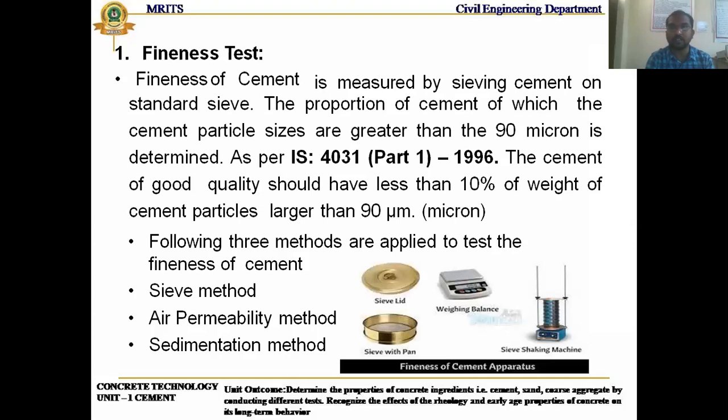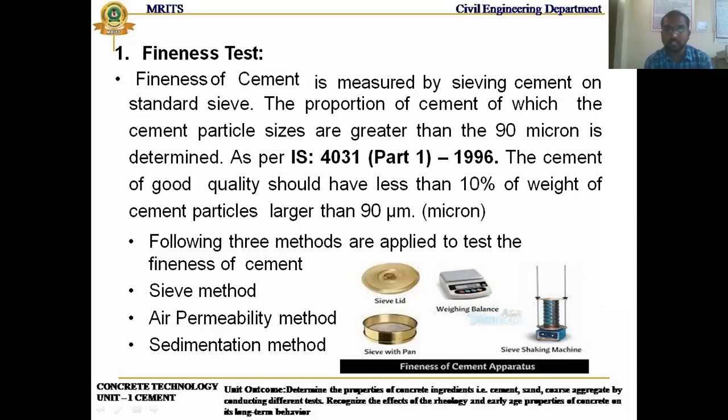Moving on to the fineness test. Fineness of the cement is measured by sieving the cement using a standard sieve with a pan. You can see the photograph of the standard sieve with the pan, the weighing balance, and the sieve shaker machine. The proportion of cement with particle size greater than 90 microns is determined, as per IS 4031 Part 1 of 1996. Good quality cement should have less than 10% by weight of particles larger than 90 microns.